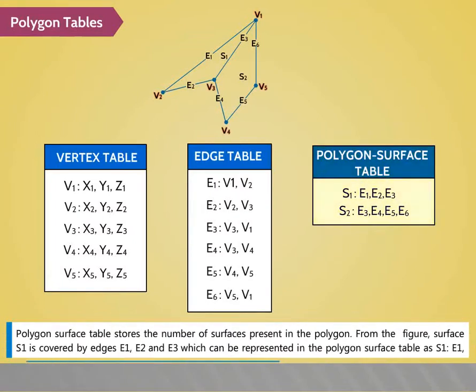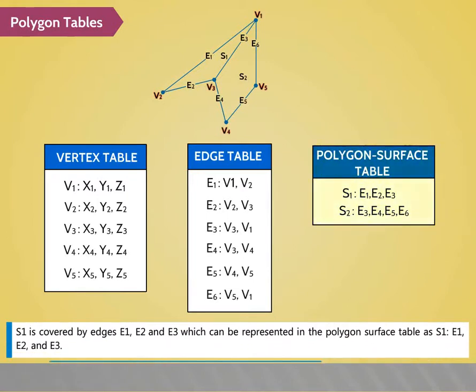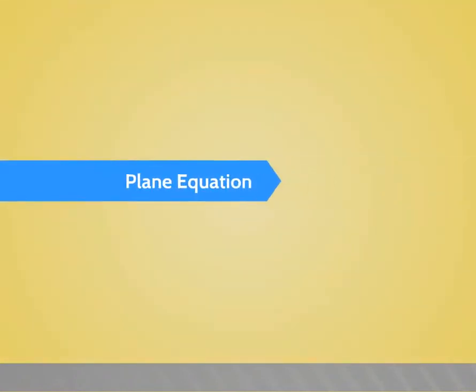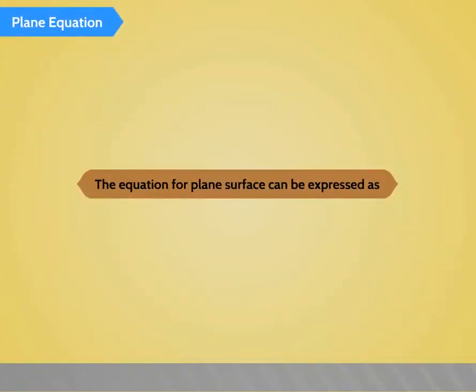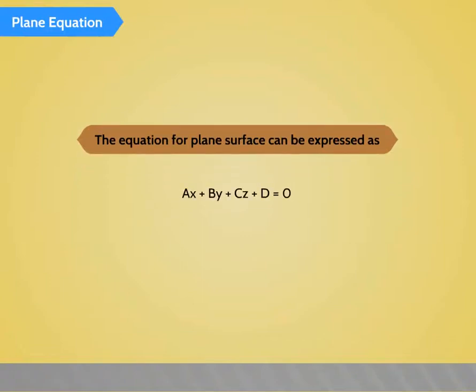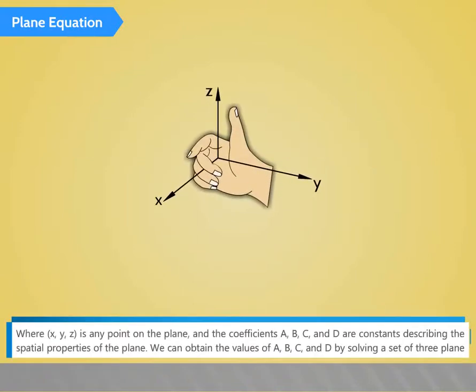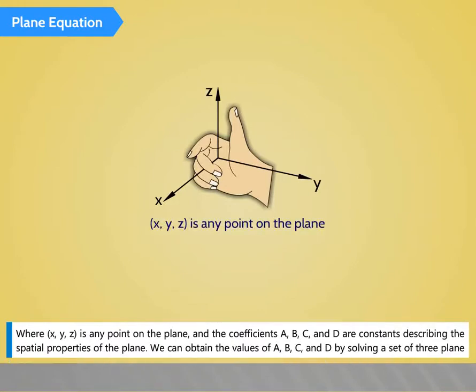Polygon surface table stores the number of surfaces present in the polygon. From the following figure, surface S1 is covered by edges E1, E2 and E3, which can be represented in the polygon surface table as S1, E1, E2 and E3. Plane equation. The equation for a plane surface can be expressed as ax plus by plus cz plus d is equal to 0, where x, y, z is any point on the plane and the coefficients a, b, c and d are constants describing the spatial properties of the plane.